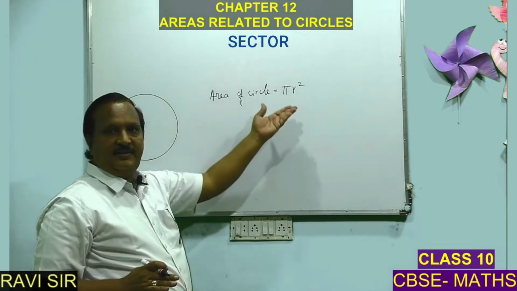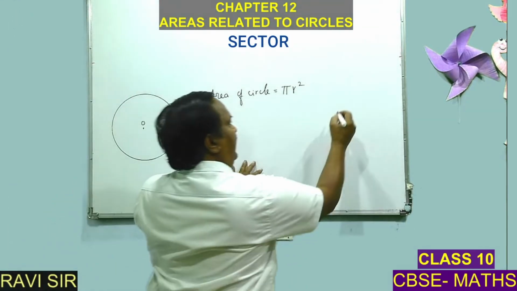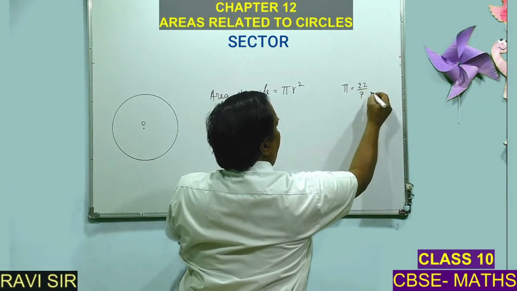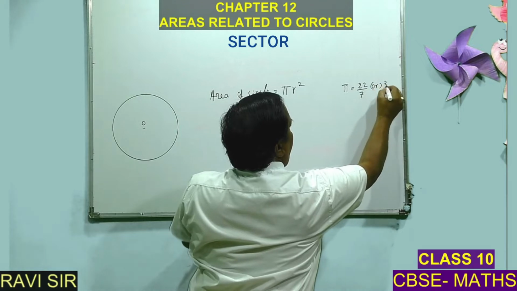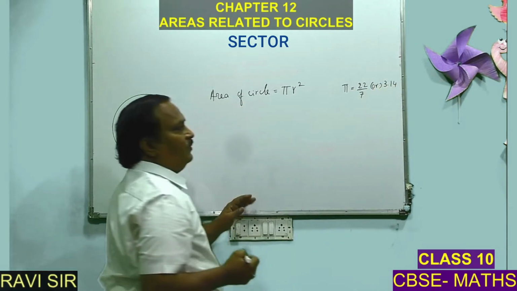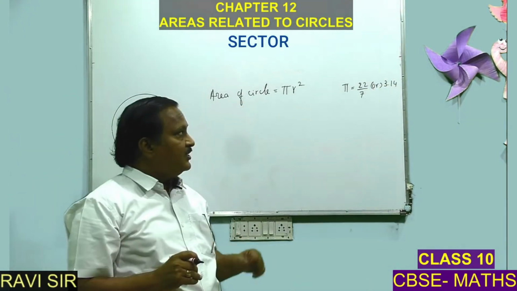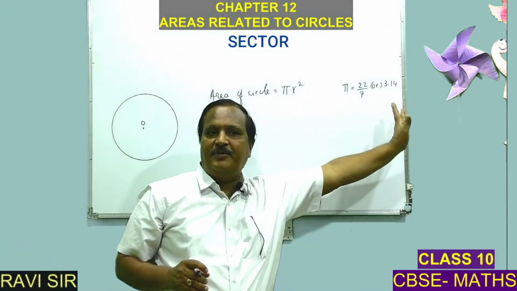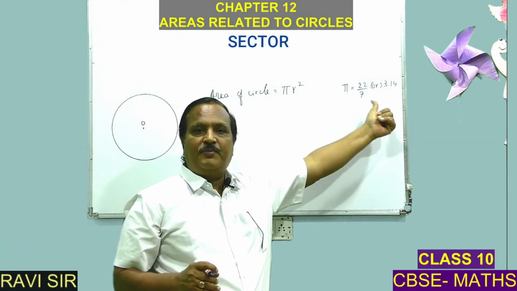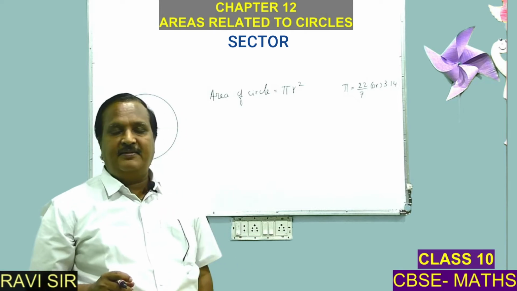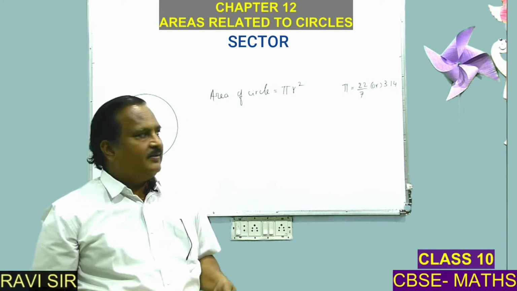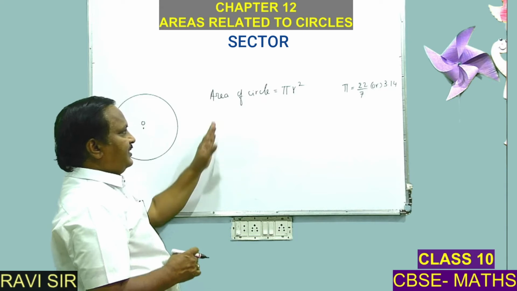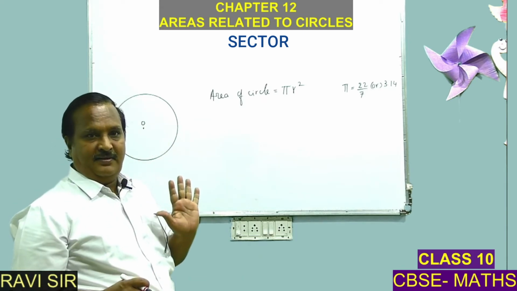Pi is a numerical value and pi is equal to 22 by 7 or 3.14, whatever. In the examination it will be given, use pi is equal to 3.14 or use pi is equal to 22 by 7. Suppose it is not given, you can use any value of your choice. So this is the area of the circle, right.